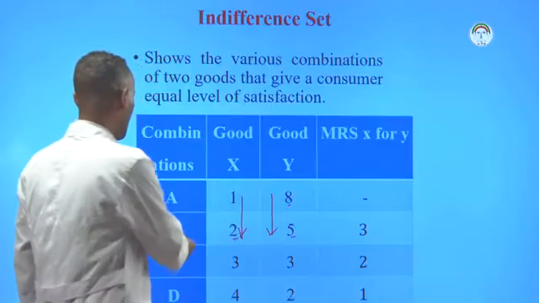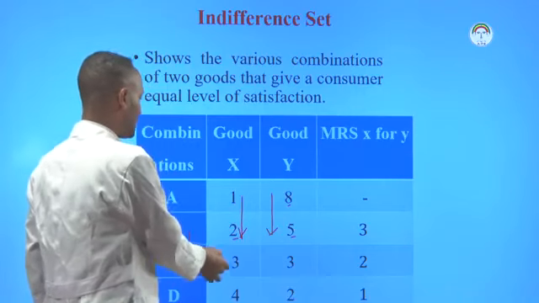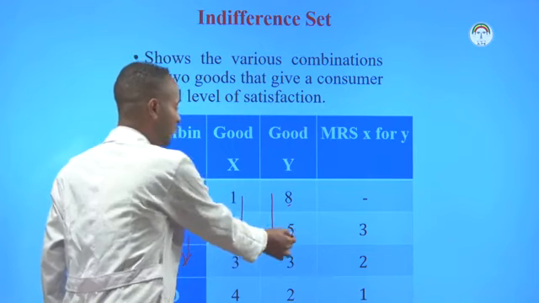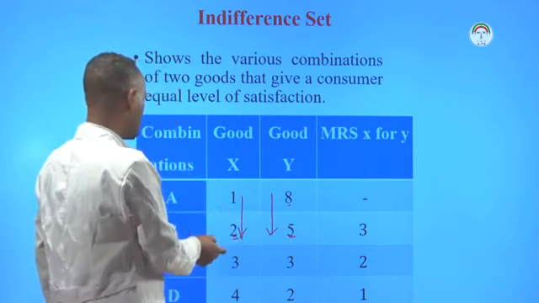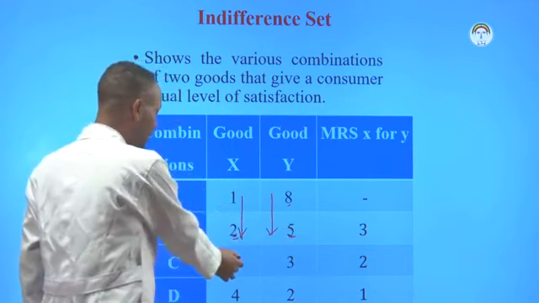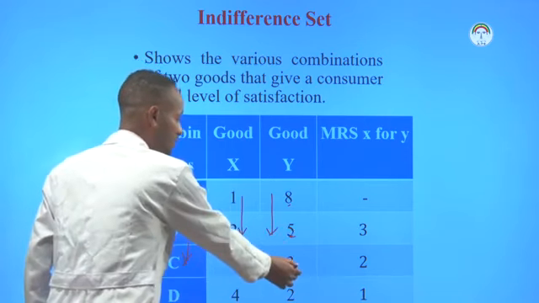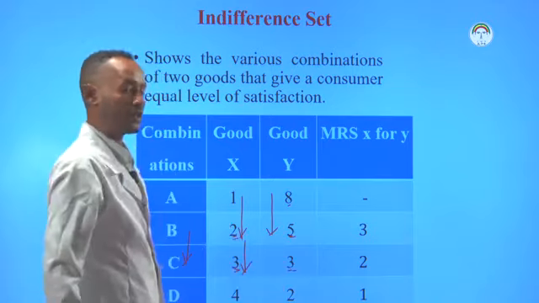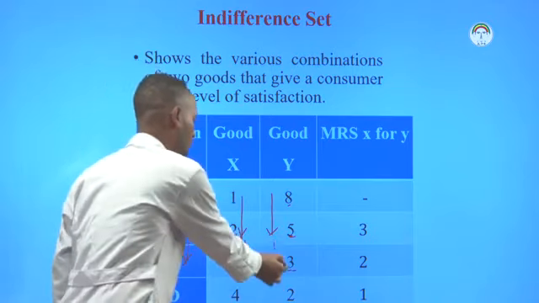Again, when we come across from combination B to C, the satisfaction that a consumer derives from 2 units of X and 5 units of Y is always equal to the satisfaction that he got from the combination of 3 units of X and 3 units of Y. Because as we increase the consumption of good X, we are declining consumption of good Y.